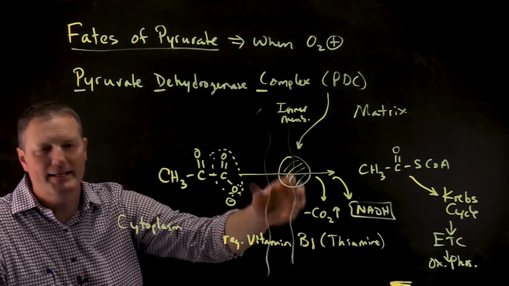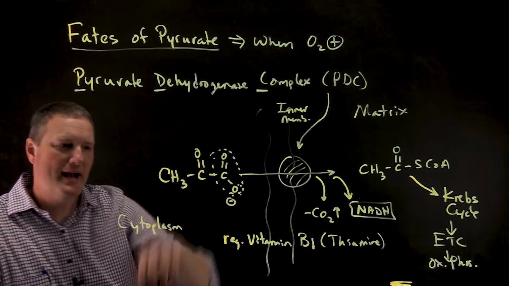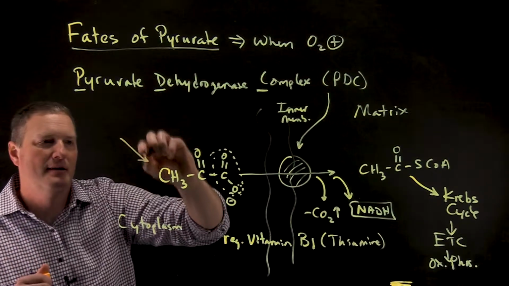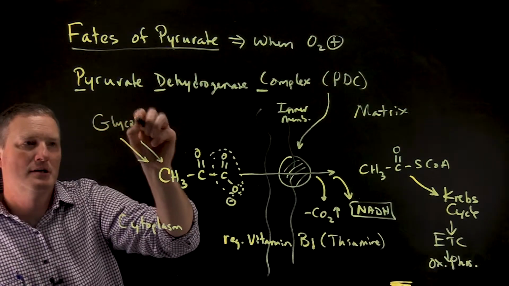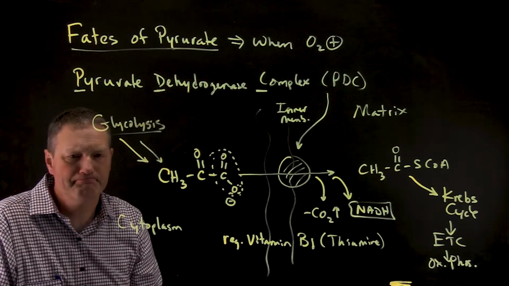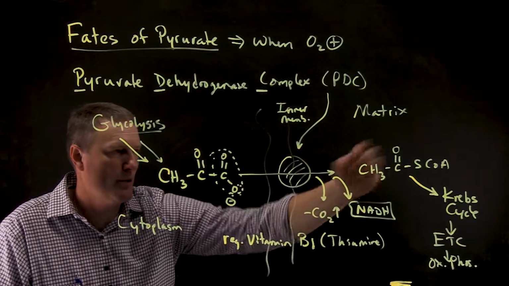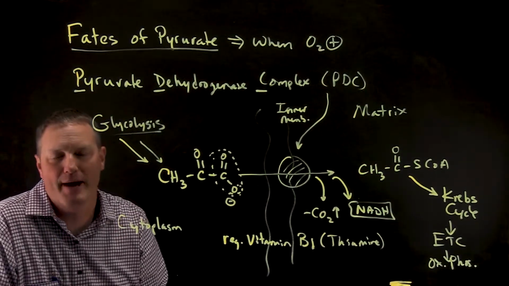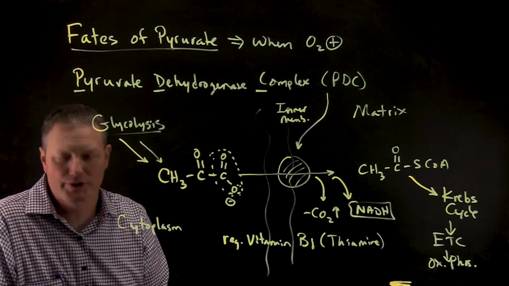Pyruvate dehydrogenase, again, is on the inner membrane of the mitochondria. The pyruvate that's made from glycolysis, we'll just put that here. So those 10 steps, this is glycolysis. This is happening out in the cytoplasm. And then ultimately, through this pathway, we make the key compound acetyl-CoA. All right, so that covers the fate of pyruvate when oxygen is present.